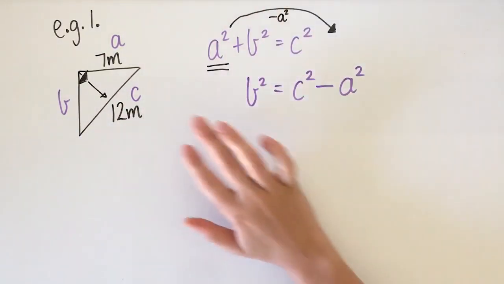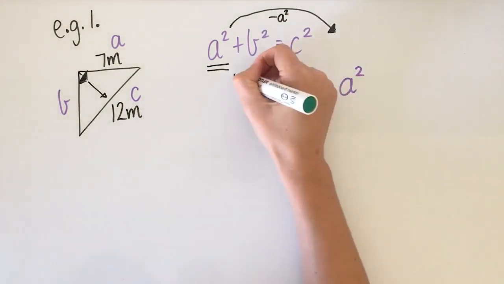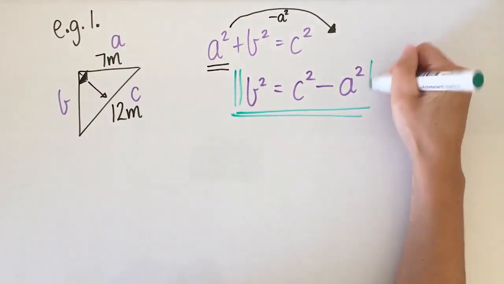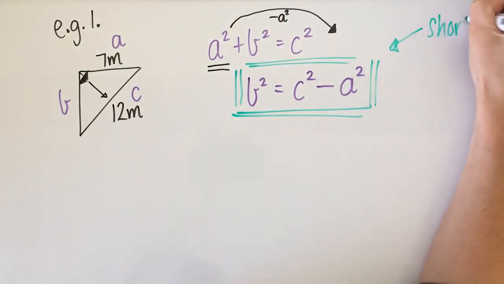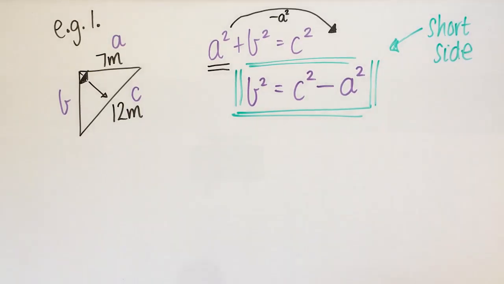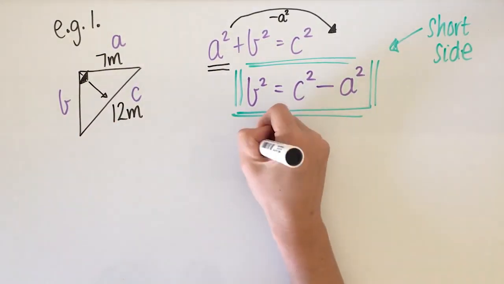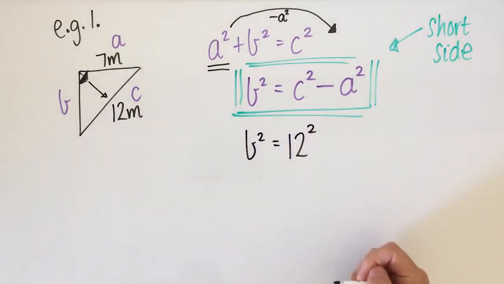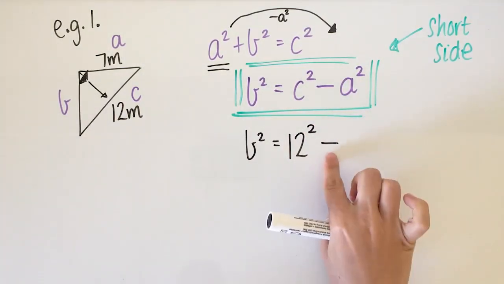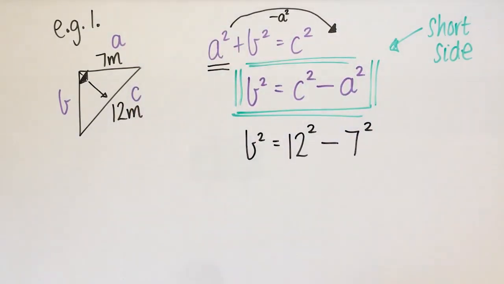If the rearranging part is confusing for you, then it might be worthwhile to just understand that when we find a short side, we have to use this formula, okay? So you might want to make a note that this is what we do when we're trying to find a short side, remembering A and B are interchangeable. So in our example, we don't know what B is, so we're going to leave B as B squared. We know what C is, 12, so we're going to make this 12 squared. Take away, don't forget that it's a takeaway, subtraction in the middle. A is now going to be 7, so we're going to get 7 squared here.